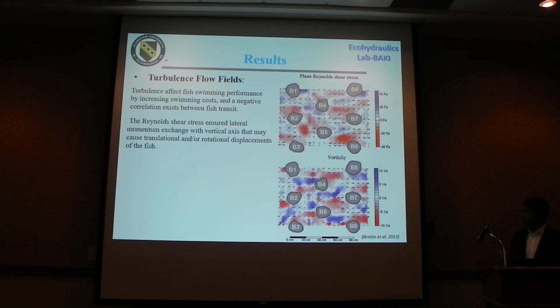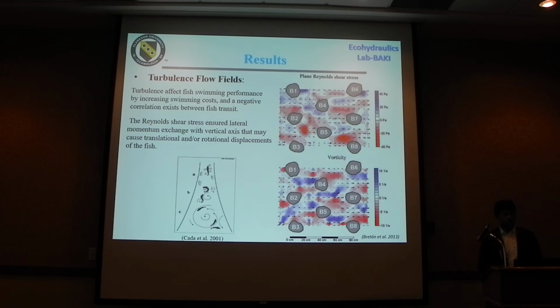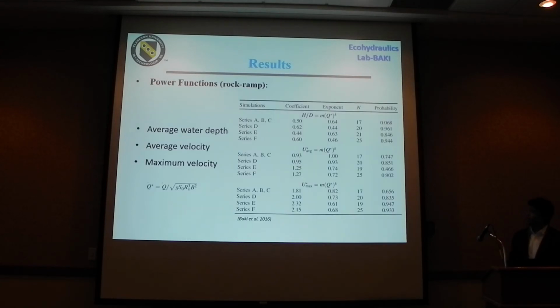And depending on the size of the vorticity, you can see that if the vorticity size is very similar to the fish size, then it doesn't matter for the fish to swim. But if the size is more than the fish, then it's a matter of mobility and it's a matter of stability. So from that perspective, we use all the turbulence parameters to see the effects on fish passes. And then from the design perspective, we propose some empirical equations.